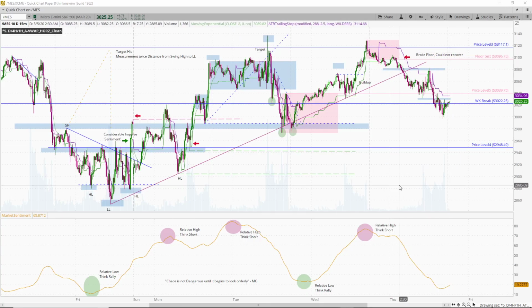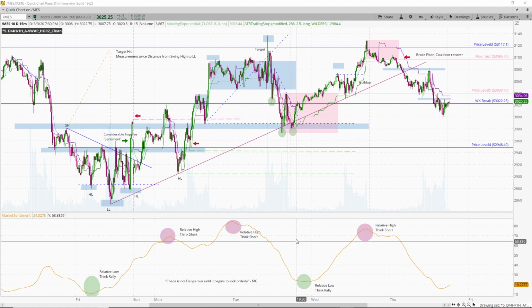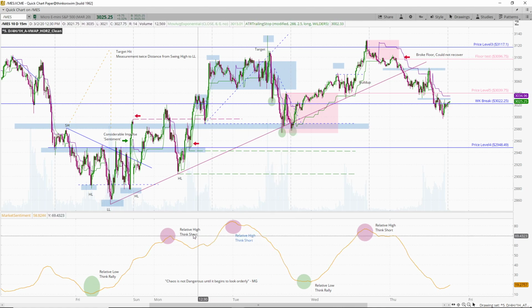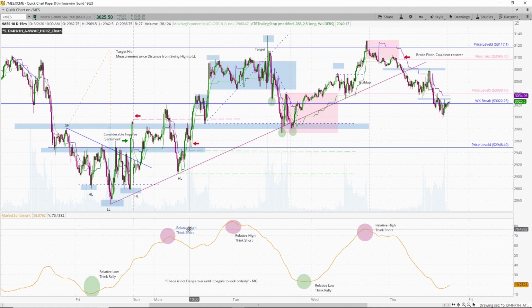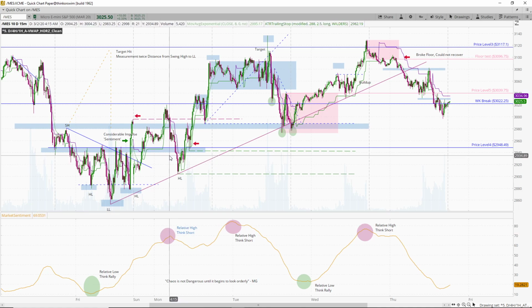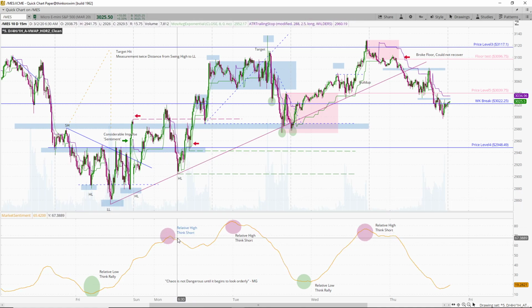So here's a 15-minute chart, right? Here's the 15-minute chart. Here are the areas where we think short, when we're using market sentiment here as an indicator. Something we're doing on the 15, something that's not our leading indicator, but something that's a little bit helpful, right?